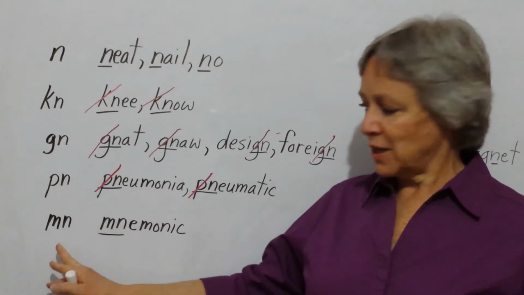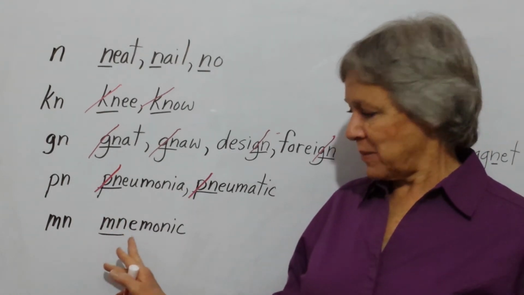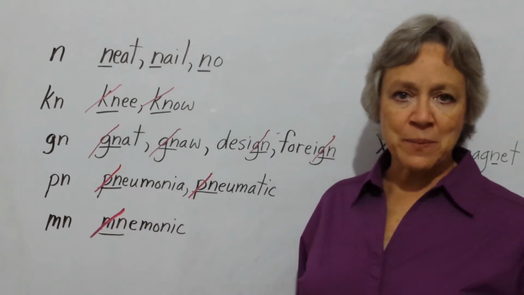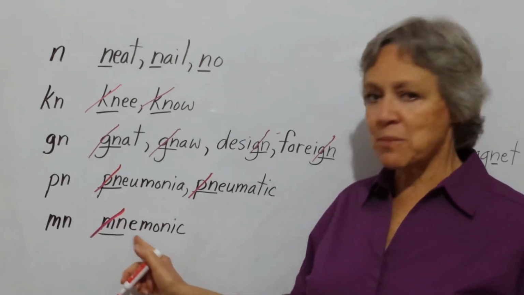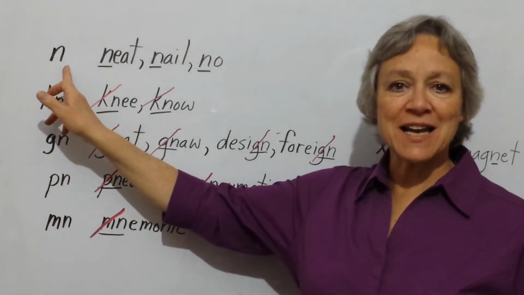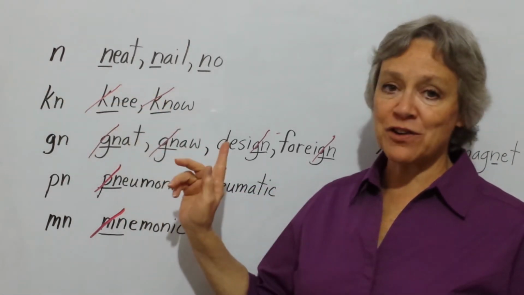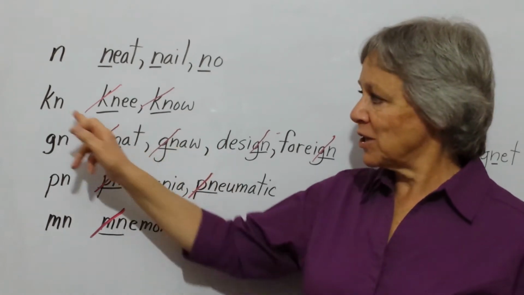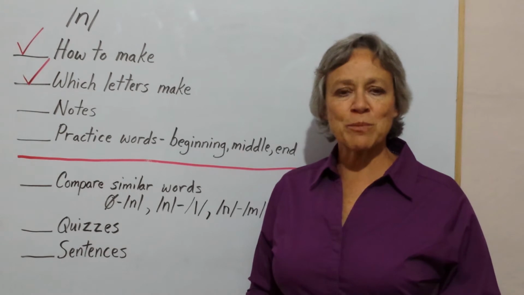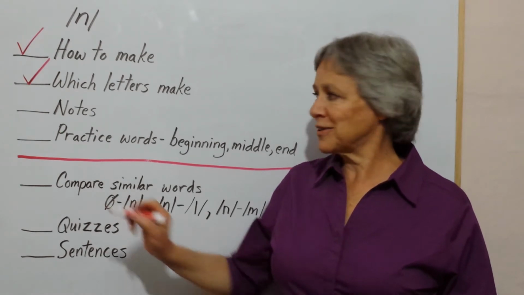And then in one word, the letters MN make the N sound. So in this word, the letter M is silent. This is mnemonic. So the letter N makes the N sound, but it very often occurs in combination with some other letters. I would like to give you some notes about the sound now.